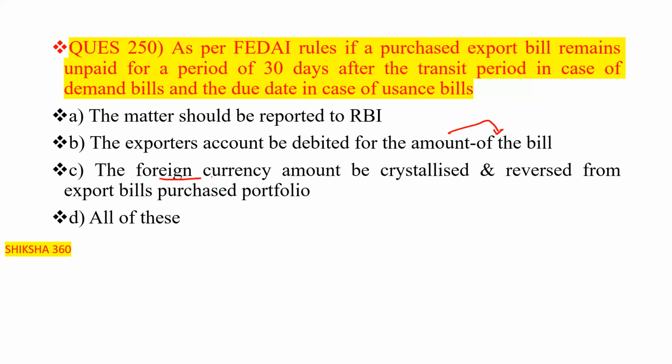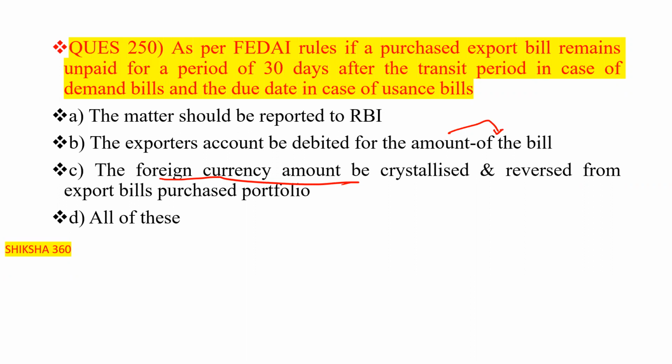Third, the foreign currency amount should be crystallized and reversed from the export bill purchase portfolio. Or option number D, that is, all of these.